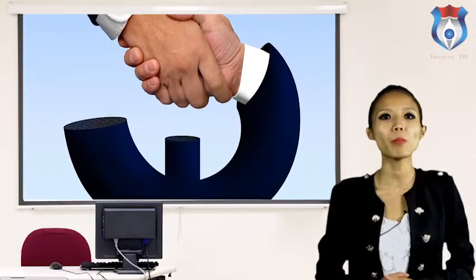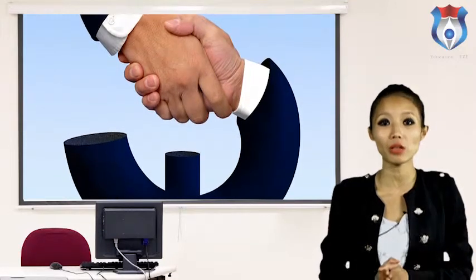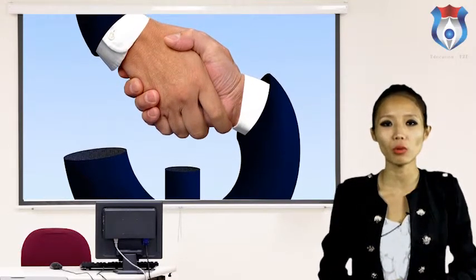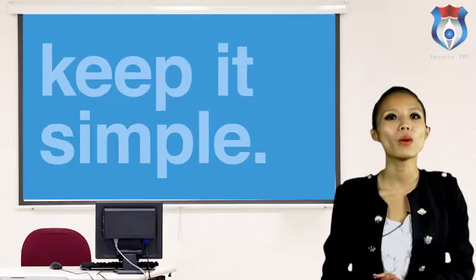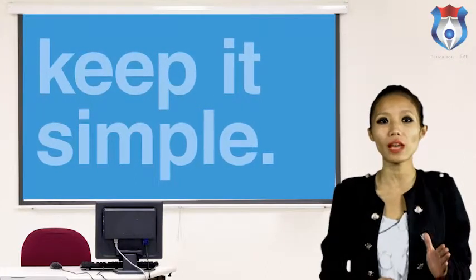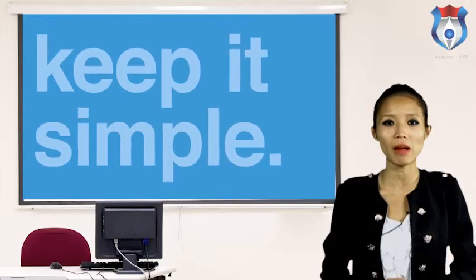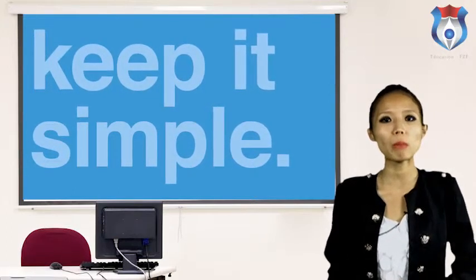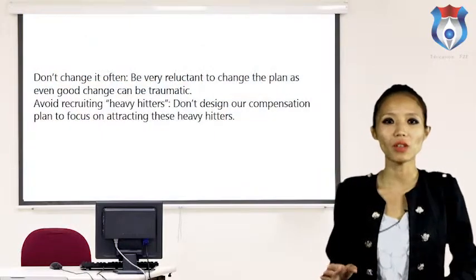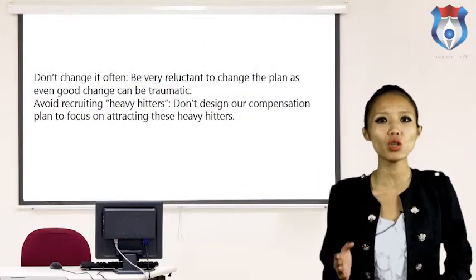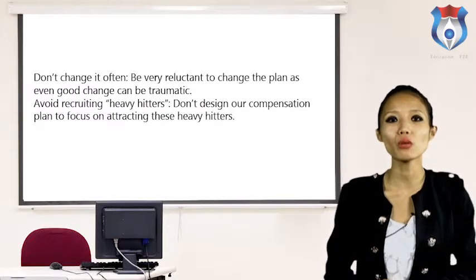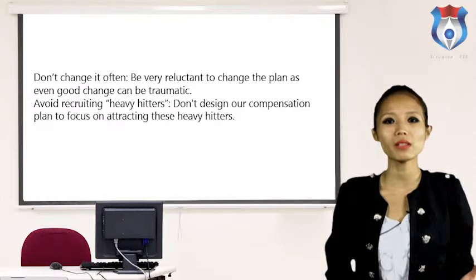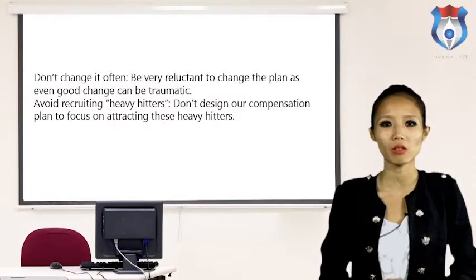A successful pay for performance program must be as reliable and predictable as a traditional wage and salary program. Employees will not invest time and effort in a program in which the measures, criteria and pay potential change frequently and unpredictably. Keep it simple. When designing compensation plans, one must never forget that ordinary people are the ones who must be motivated by it. The more complex a plan becomes, the fewer people it will motivate. Don't change it often. Be very reluctant to change the plan, as even good change can be traumatic. Avoid recruiting heavy hitters. Don't design our compensation plan to focus on attracting these heavy hitters.